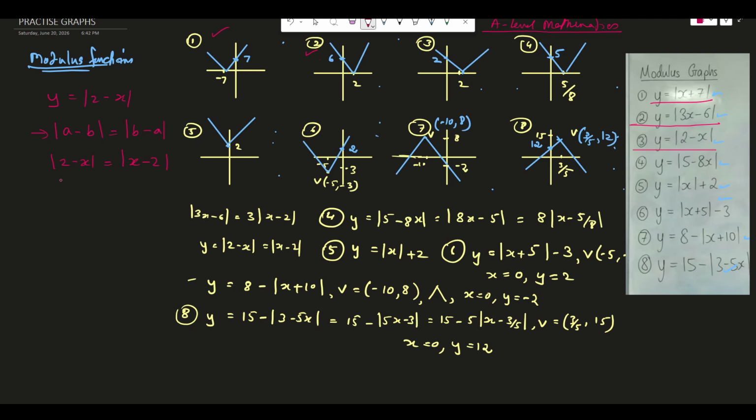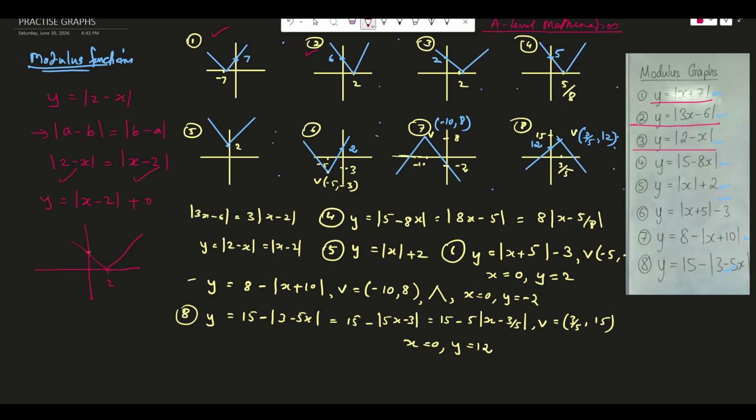So if you want to draw the graph of modulus of 2 minus x, it is as good as drawing the graph of modulus of x minus 2. Now this graph I know how to draw. I'll take the x and y axes. Here the vertex will be at (2, 0), and it is a V shape.